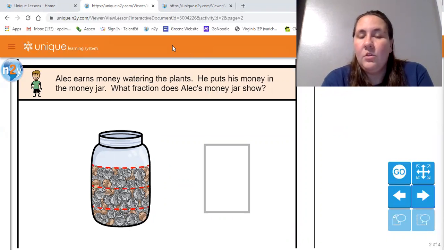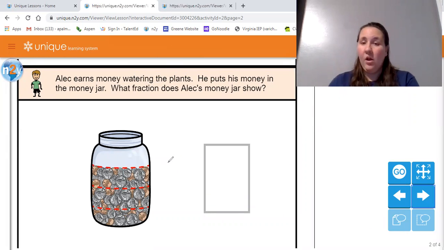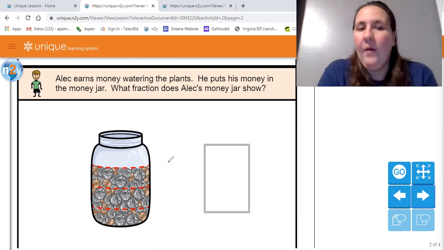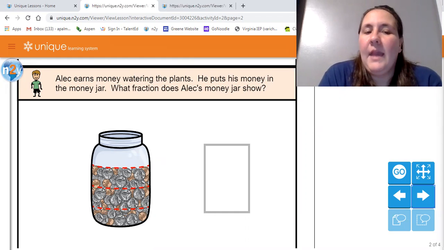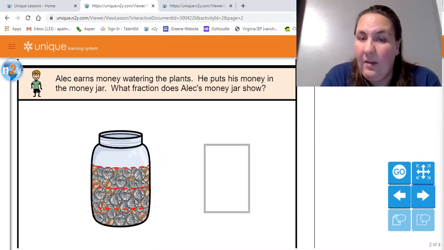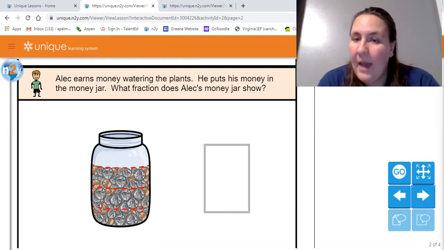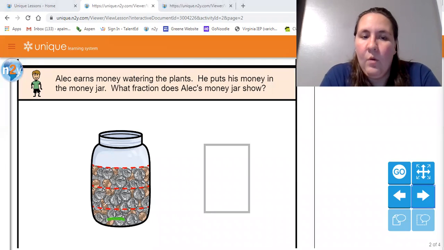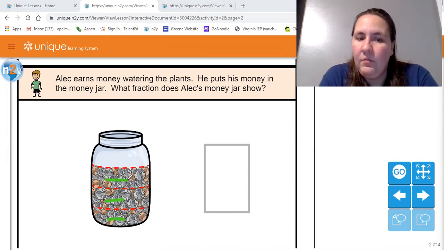So I'm going to use my little drawing tool to count these out, and I'm going to put a mark in it every time I count a part so that I know that I counted it, okay? So I have how many that have pieces in them? How many have money in it? 1, 2, and 3. So I know I need a 3 on top.